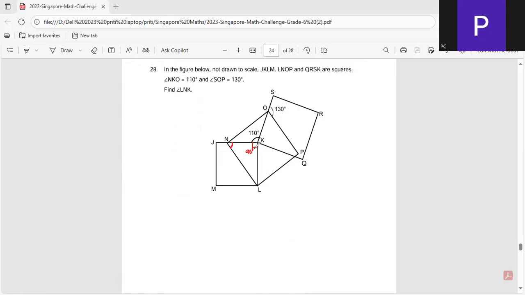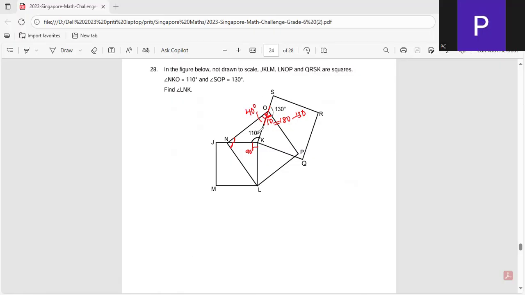LNK. Okay, so this is 90 degrees. If I can find this angle and this angle, then I can also find this. This is 90 degrees. Now, in this case, this is 130 and this is a straight line. So this will be 180 minus 130 degrees. So let me write this down. 180 minus 130 degrees. So I'll get 50. Now, this is a rectangle. This is a part of a square. So this is 90 degrees. So if this is 50 degrees, then this will be 40 degrees.